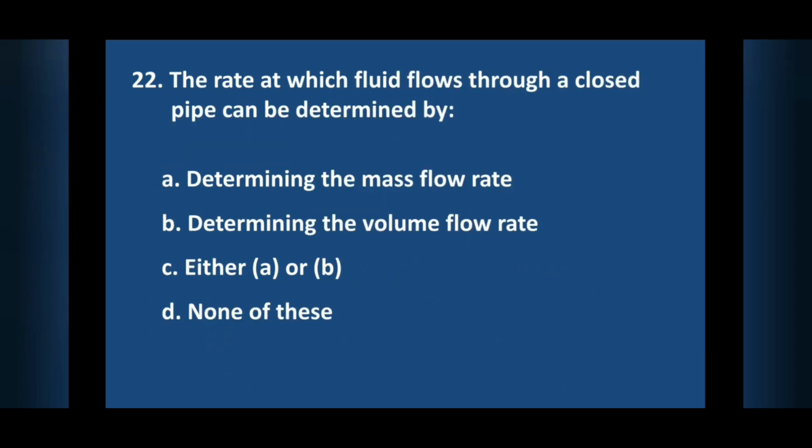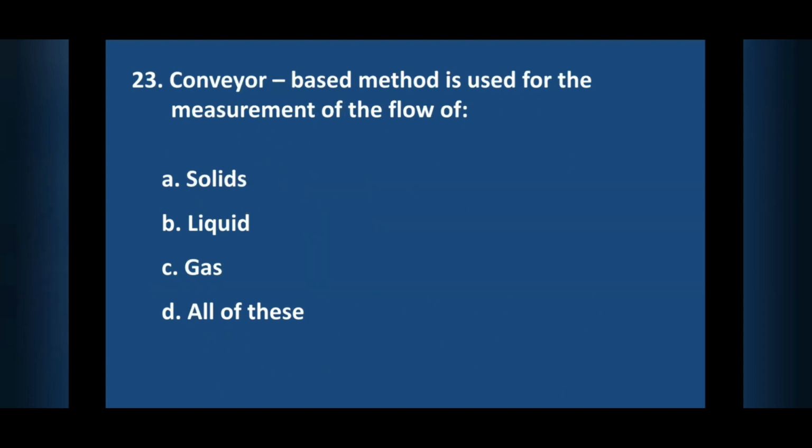Question number 22. The rate at which fluid flows through a closed pipe can be determined by. Answer is option C, either A or B. Question number 23. Conveyor based method is used for the measurement of the flow of. Answer is option A, solids.